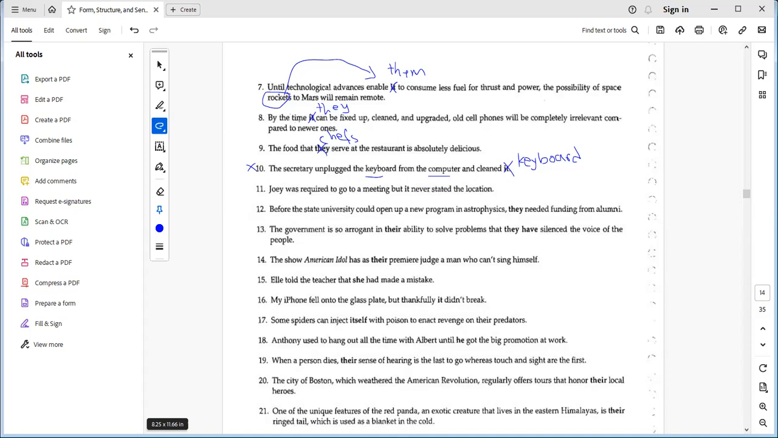Joey was required to go to a meeting, but it never stated the location. It here stands for what? Singular. Yeah, it stands for what? Do you have here any noun that it can stand for? No. So you have to bring a noun from your mind. So Joey was required to go to a meeting, but the announcement never stated the location. Okay?